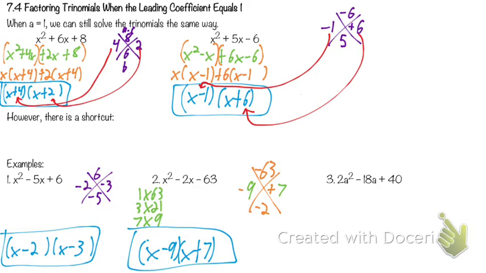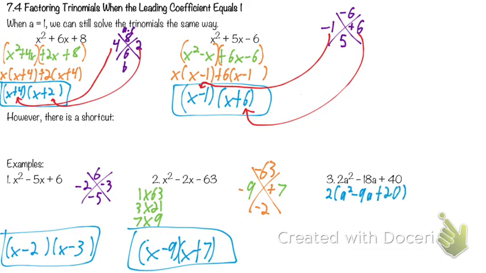Number 3. Wait, what's different about number 3? Do we have A as 1 right now? No, but what do we notice? There's a GCF, the greatest common factor. We can take it out. And what is that GCF here? 2. So if we factor out a 2, we're left with a squared minus 9a plus 20.